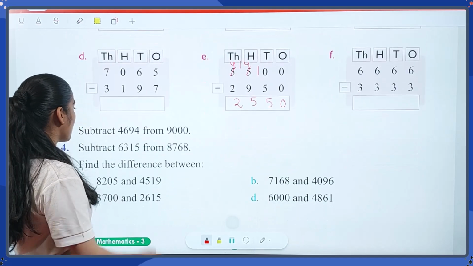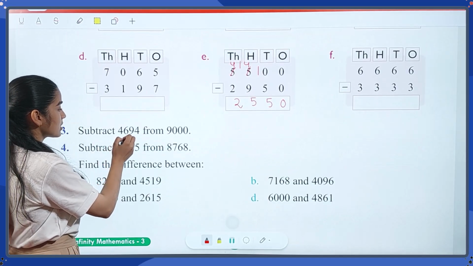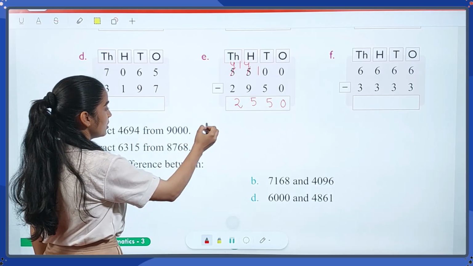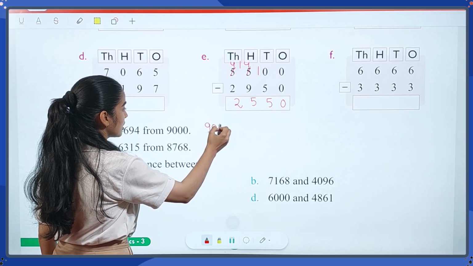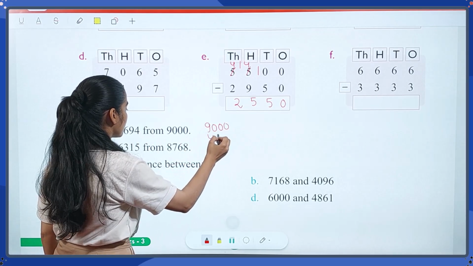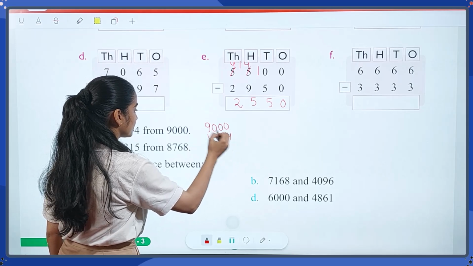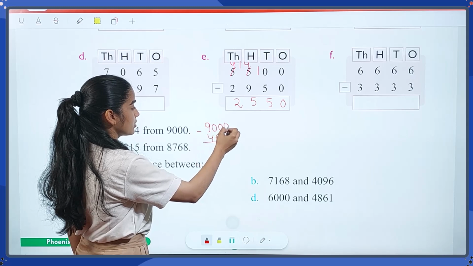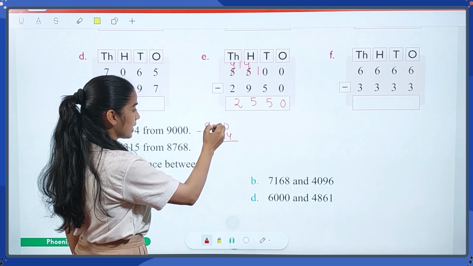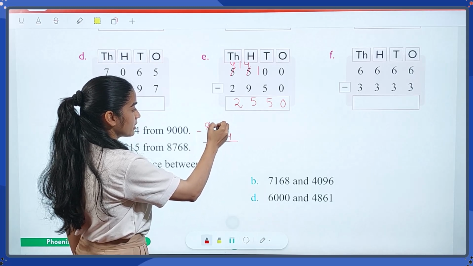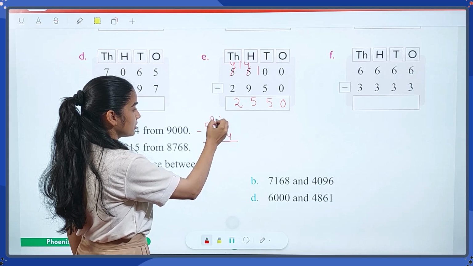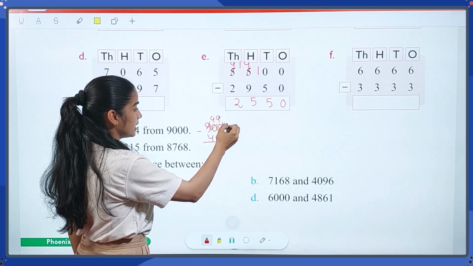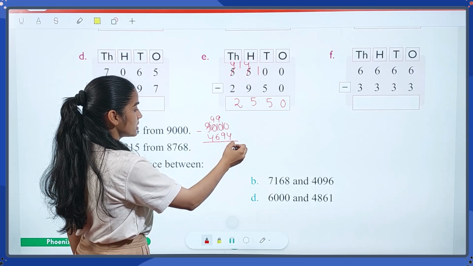Now we have to subtract 4694 from 9000. So first we have to arrange it in a column. Then you can subtract this. So we have to take a carry because it's not possible to subtract from the first 0. After 9 we have to take a carry for this, so it will be converted to 9. This will also convert into 9, and then 10. So 10 minus 4 is 6.